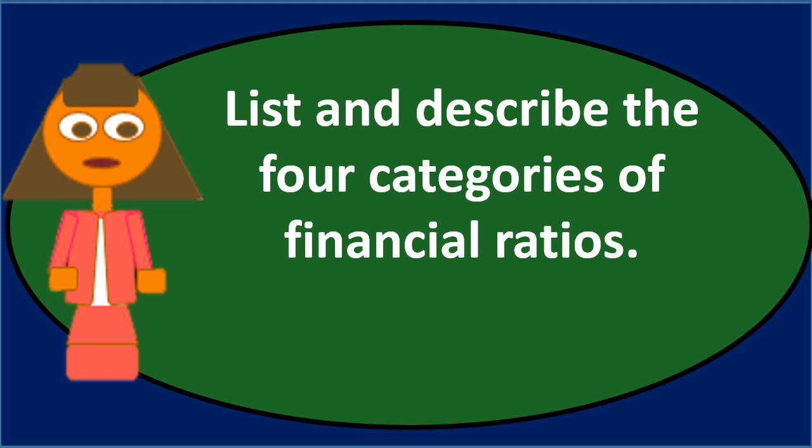Oftentimes we have around 3 or 4 types of categories that we'll group ratios into. We have liquidity and efficiency, we have solvency, we have profitability, and we have market prospects. So we could list out those categories and then consider what each of these categories are going to be dealing with. So the liquidity and efficiency are dealing with the ability to meet short-term obligations and efficiently generate revenue. That's going to be the objective of liquidity and efficiency ratios.